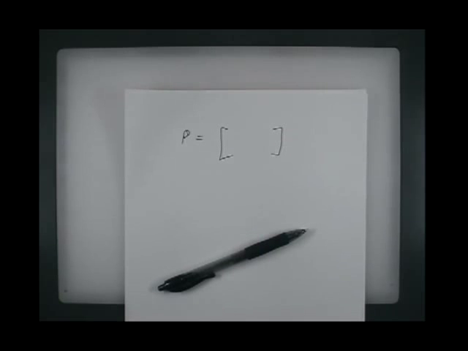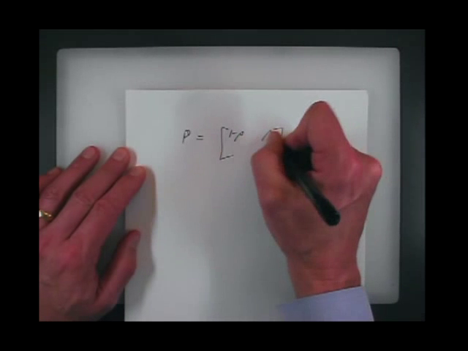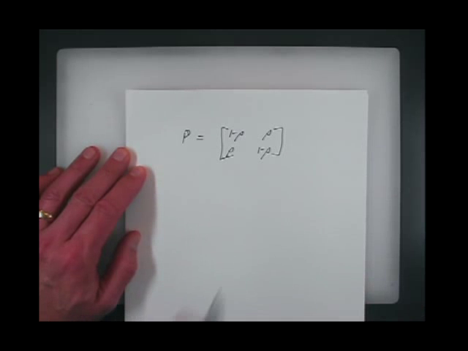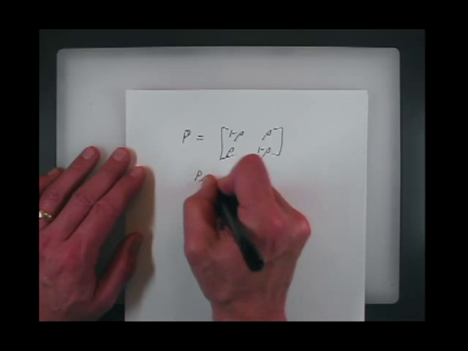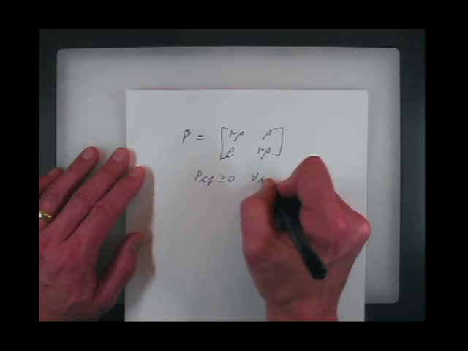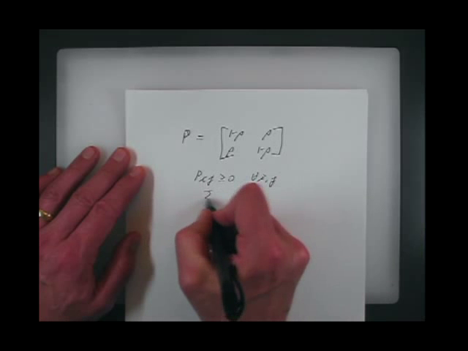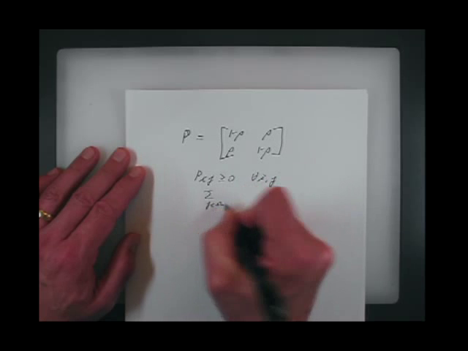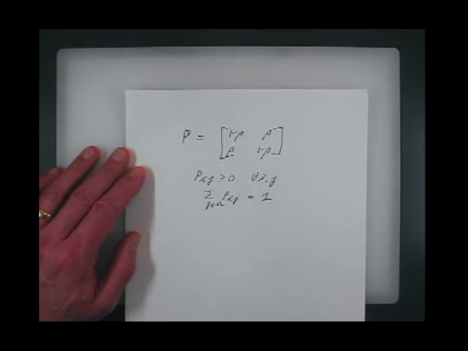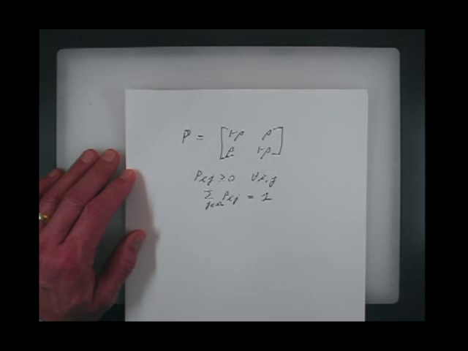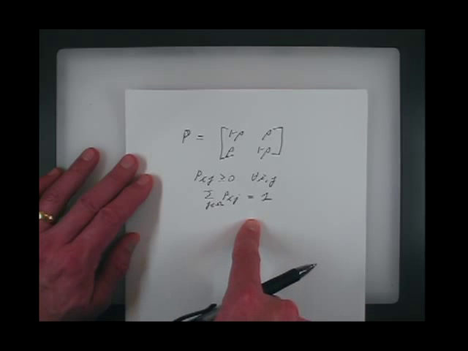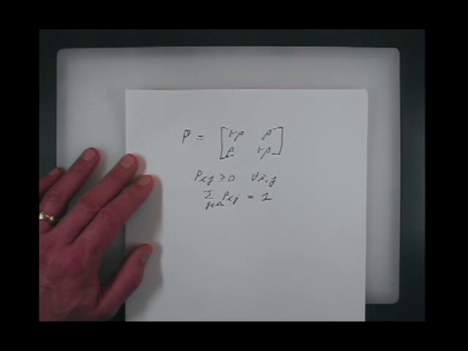So this is 1 minus rho. Oh, by the way, this matrix has two properties. Pij has to be greater than or equal to zero for all i and j, right? And the sum over j of Pij has got to be 1, right? So in other words, you start in some state, then you have to go somewhere. All the different places you might go have to sum to one, right? A matrix with these properties is called a Markov matrix, and it consistently represents the distribution of a Markov chain.